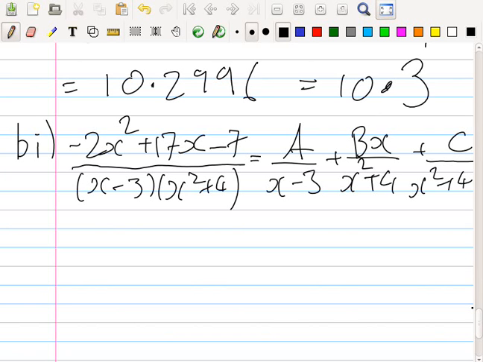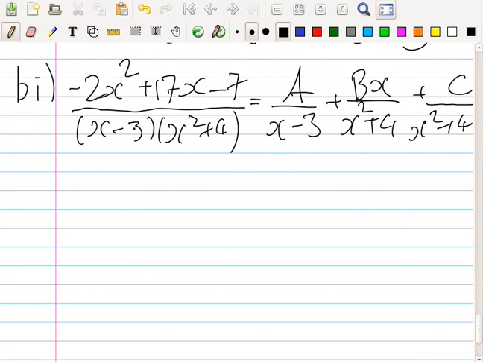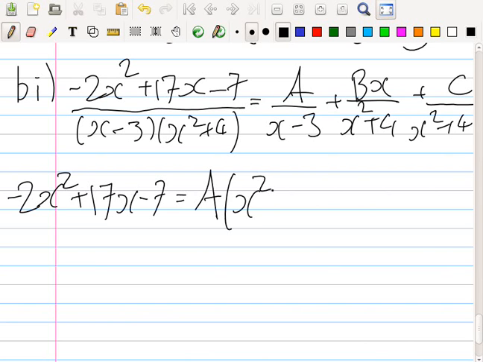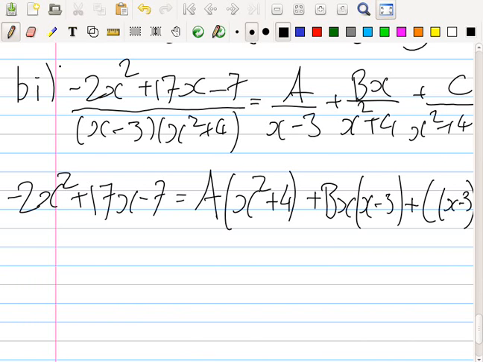Now, this is 4 marks, but it's actually not too bad. I'll do it the quick way: you multiply everything by the denominator here, so you get this result. That will equal a times x squared plus 4, plus bx times x minus 3, plus c times x minus 3. Sorry, that's not very clear. That's a c at the end here.